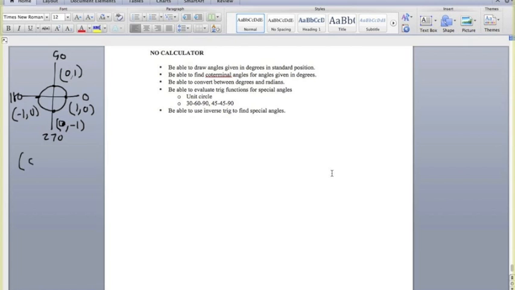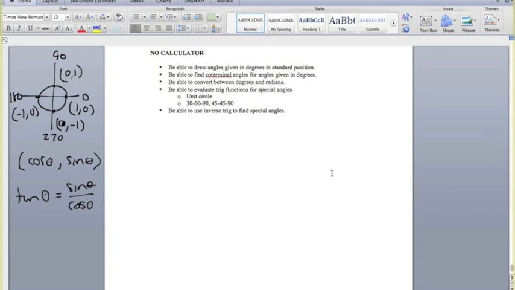All of those points are a cosine value and then a sine value. And tangent is equal to sine divided by cosine. You should be able to recreate this picture because you need this picture to be able to evaluate the trig functions.